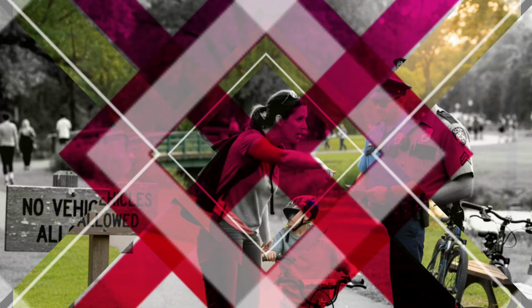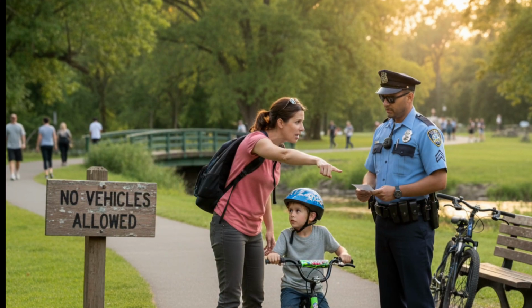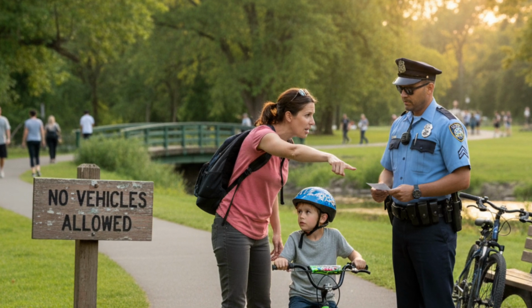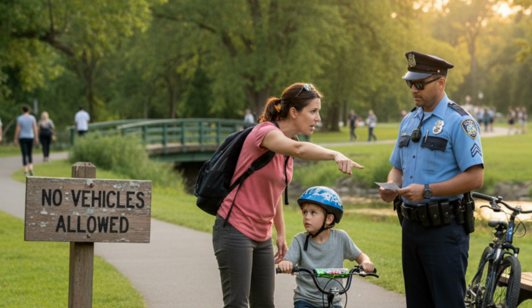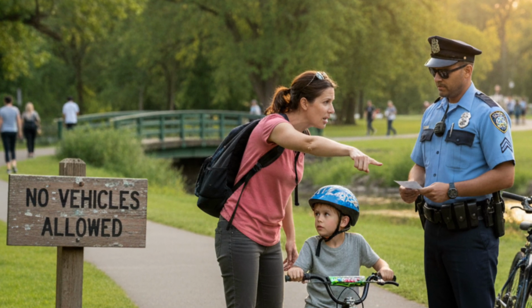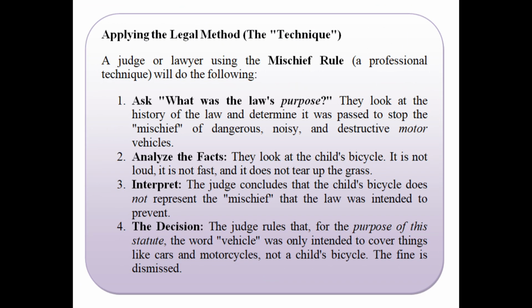Here, a police officer sees a 10-year-old child riding a small bicycle on a pathway in the park. The officer gives the child's parent a fine, citing the no vehicles law. The parent challenges the fine here. A judge must now interpret the statute: does vehicle include a child's bicycle? Dear friends, a person not using the legal method might just use a dictionary meaning: a bicycle is a vehicle, therefore the fine is correct.